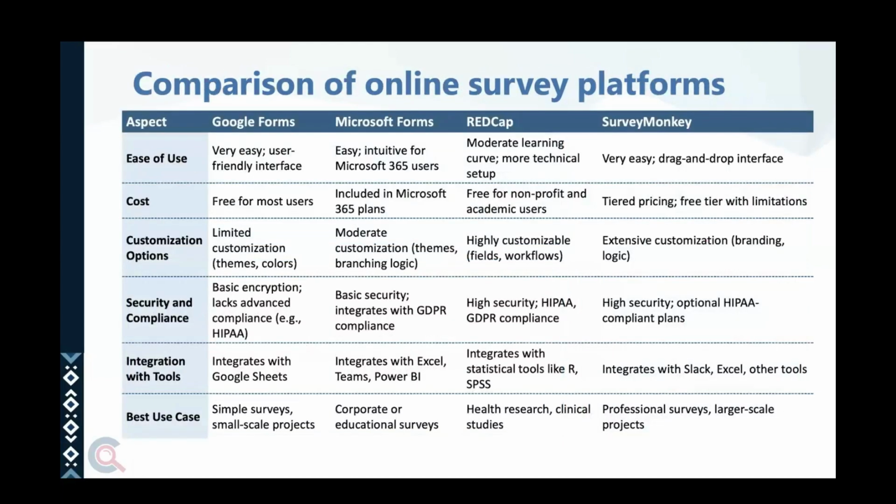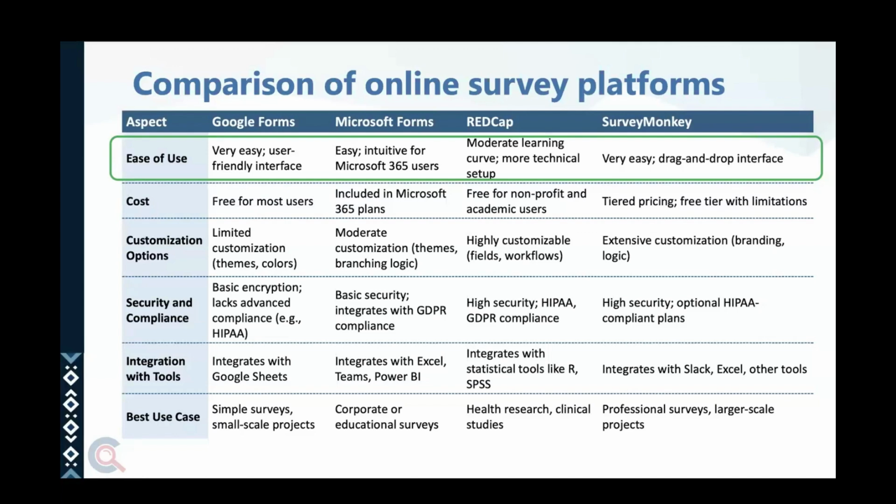Now, as we come to the end of the talk, it's nice that we compare some of the four key platforms for online surveys that we have. We have Google Forms, we have Microsoft Forms, we have REDCap, and we have SurveyMonkey. I will look at them from different key aspects. The first will be the ease of use. Google Forms are very easy. You don't need to have any technical knowledge to set up a form.